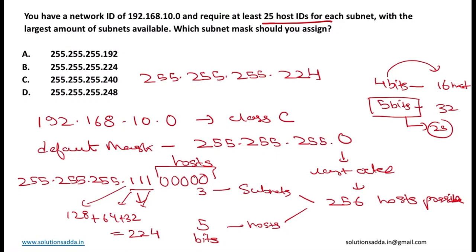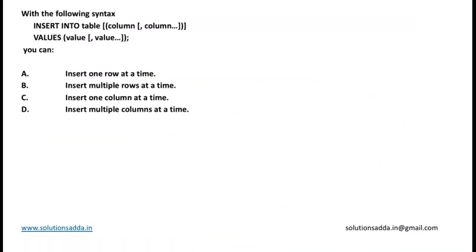So from the last octet, 3 bits are fixed for the subnets and 5 bits are for hosts. This will cover a maximum of 32 hosts, but since we require 25 hosts only, therefore 5 bits are enough. Hence the correct answer for this question is option B, 255.255.255.224.